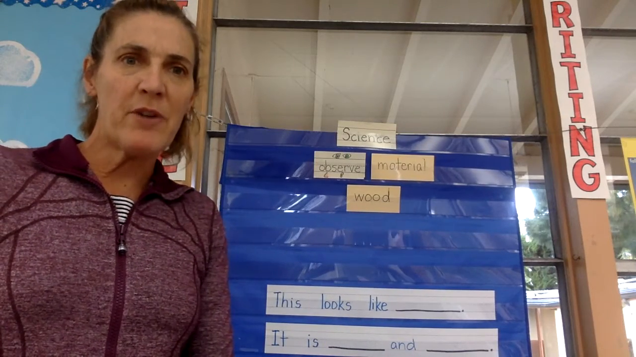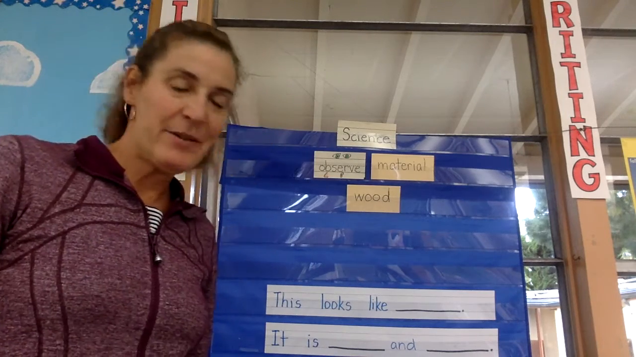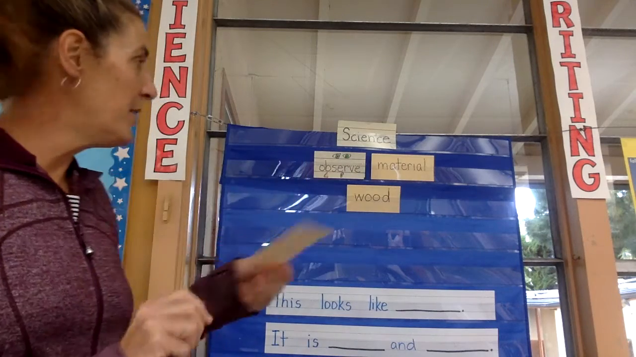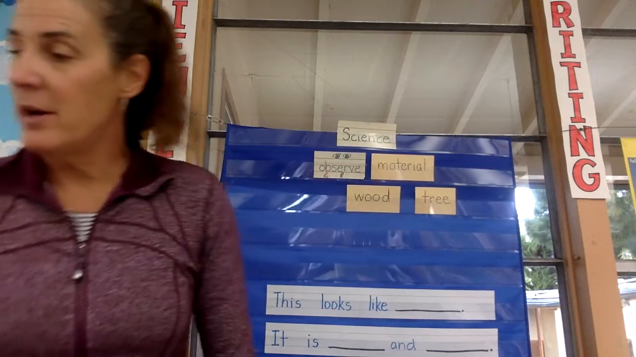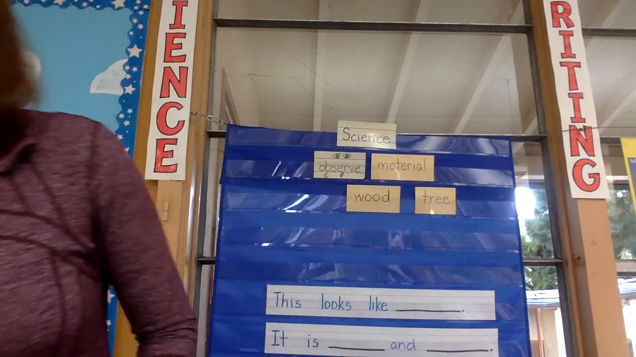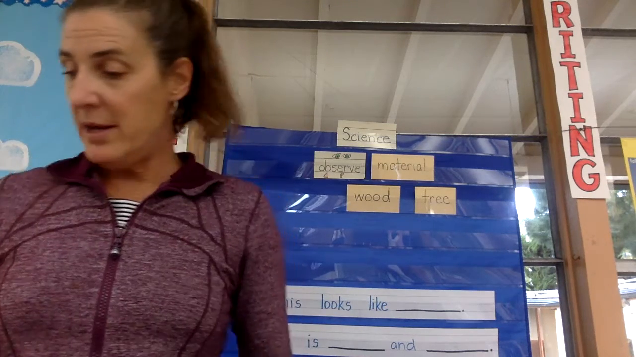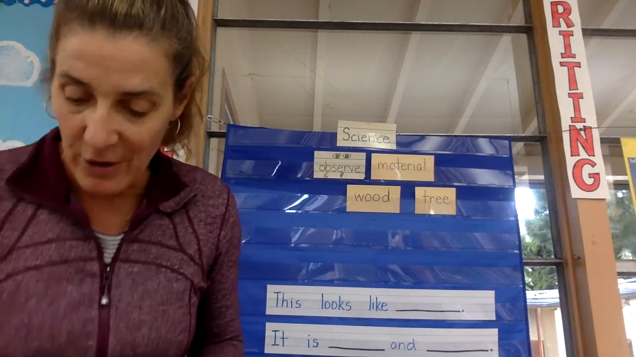Where does wood come from? Trees. So I'll go ahead and put the word tree. Do you remember that from our tree unit? Wood comes from trees. Now, in your materials and motion bag, you have a little baggie number 1. And in baggie number 1, there's 5 pieces of wood. Let me show you what they are and what they're called.